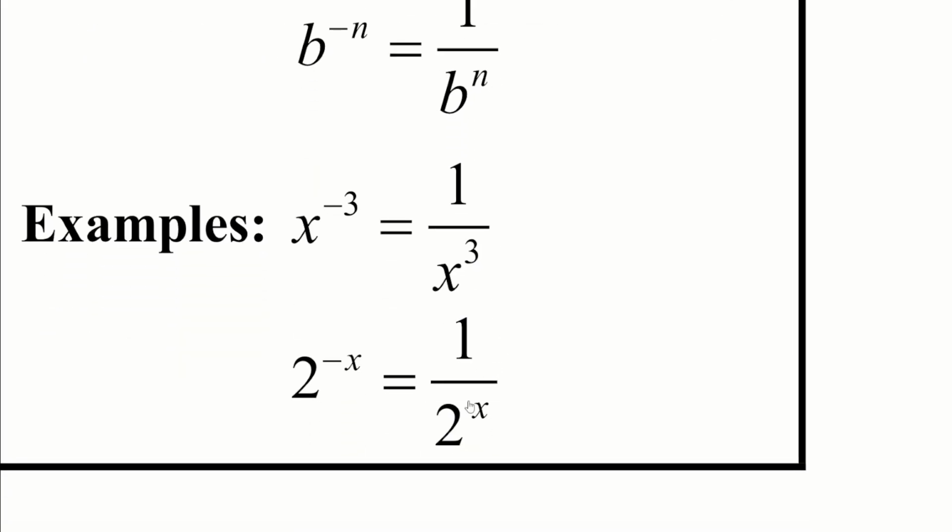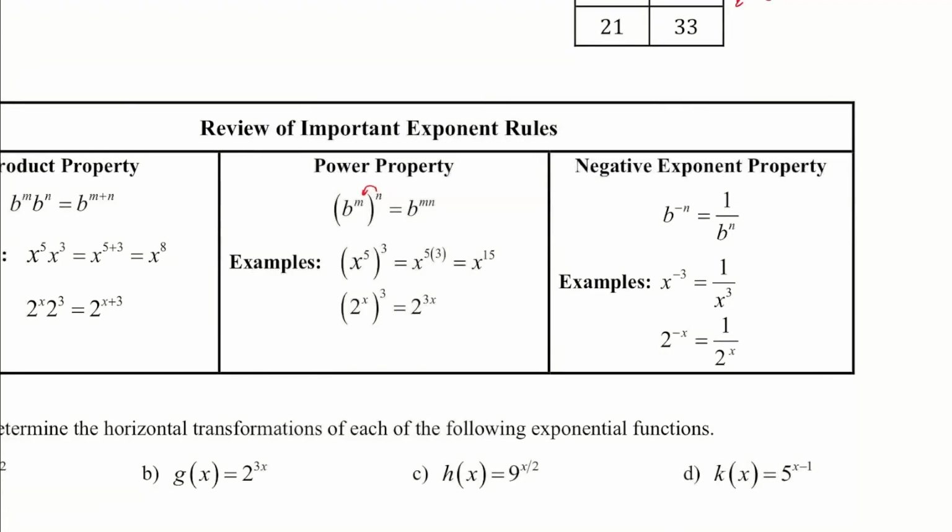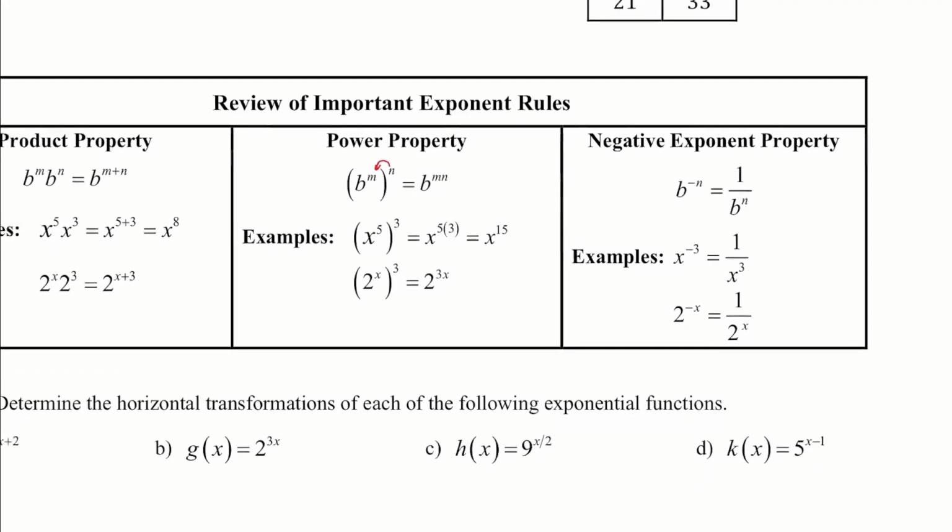Same thing happens in this third example. 2 to the power of negative x: you want to move the 2 to be in your denominator, so 1 over 2, and then change the exponent to the opposite sign. So there goes the explanation for all three exponent rules. We'll see how that is applicable as we move on.